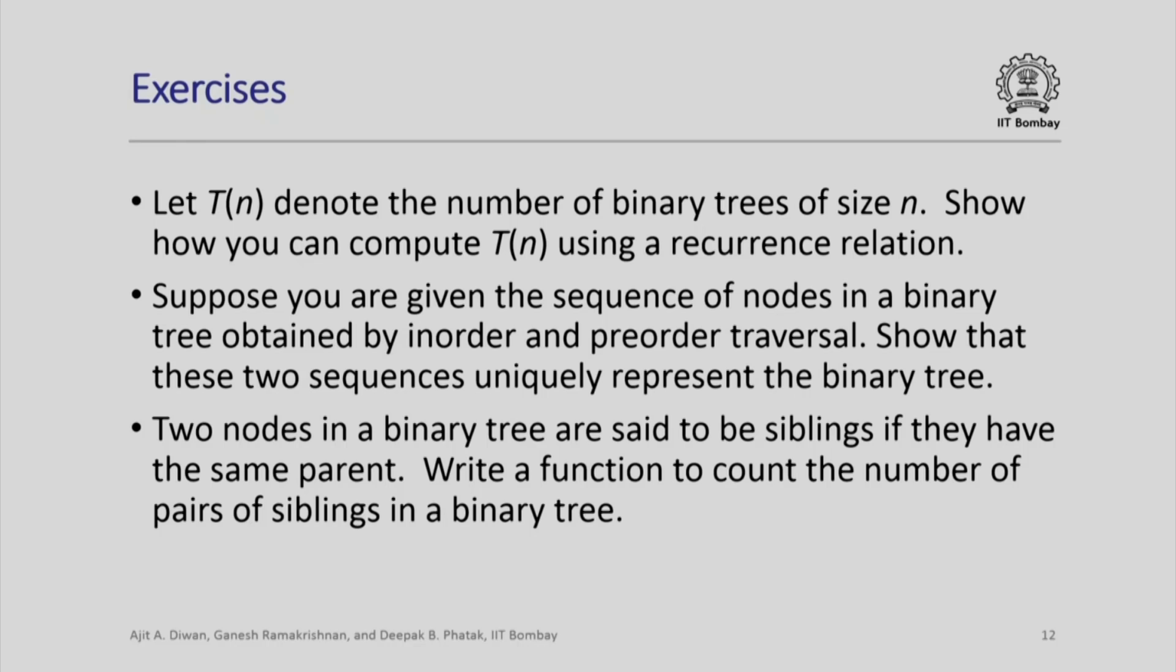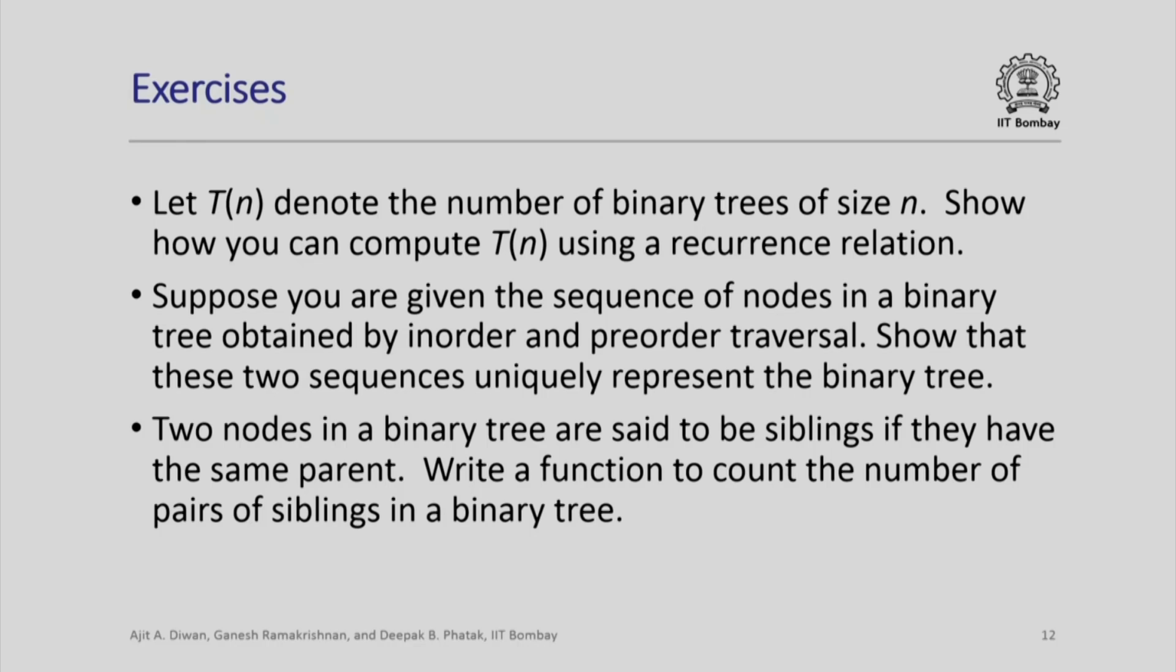Now, suppose you are given the sequence of nodes in a binary tree obtained by in order and pre order traversal. These two sequences actually uniquely represent the binary tree. So, an alternative way of representing a binary tree is just as 2 sequences of nodes: one is the in order sequence, another is the pre order sequence.